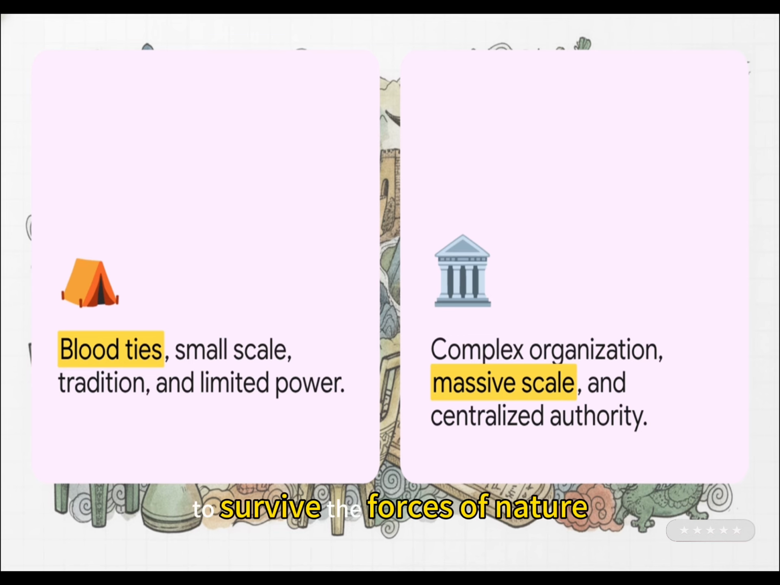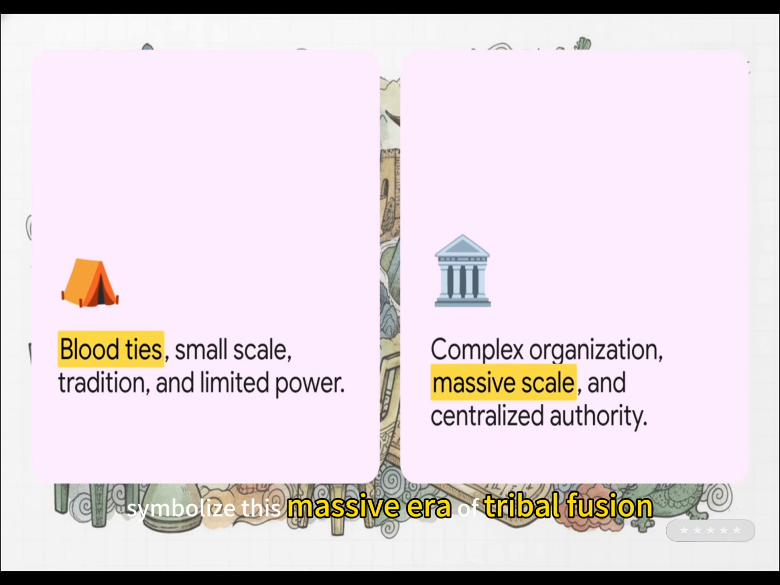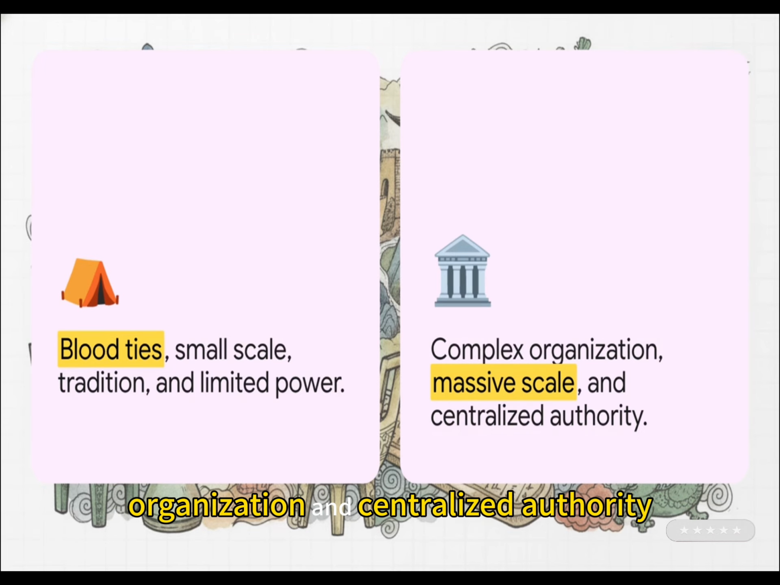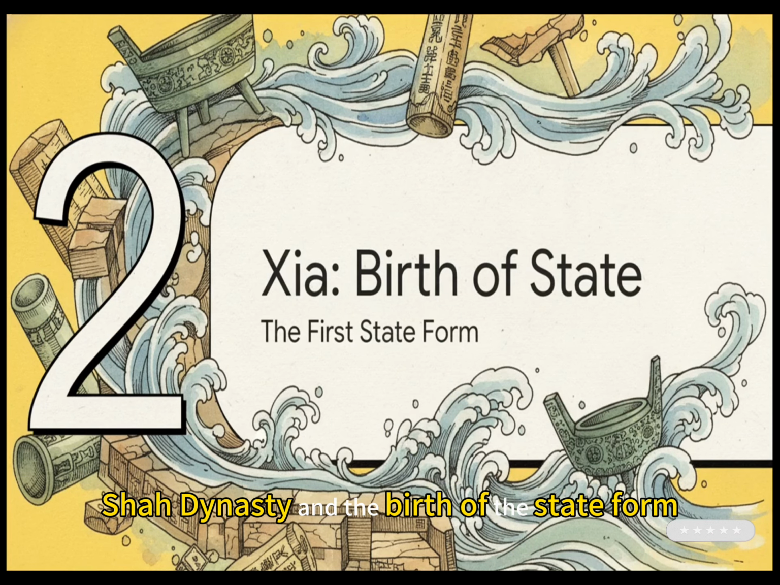To survive the forces of nature, scattered tribes in the Yellow River Basin literally had to fuse together. Legendary figures like the Yan and Yellow emperors symbolize this massive era of tribal fusion, moving us away from basic blood-based survival and forcing the creation of complex organization and centralized authority. Which brings us right to Section 2, Xia Dynasty and the birth of the state form.